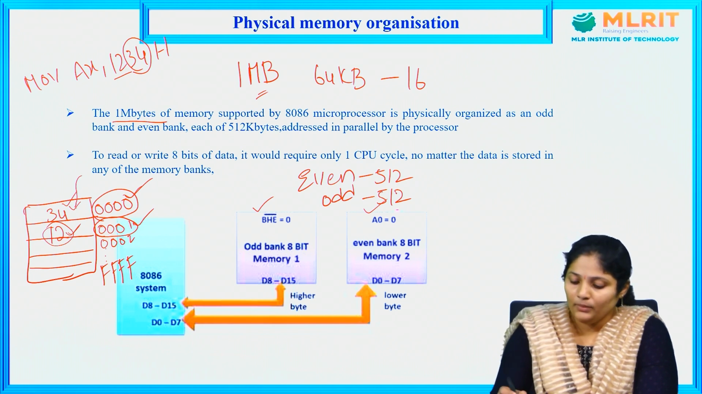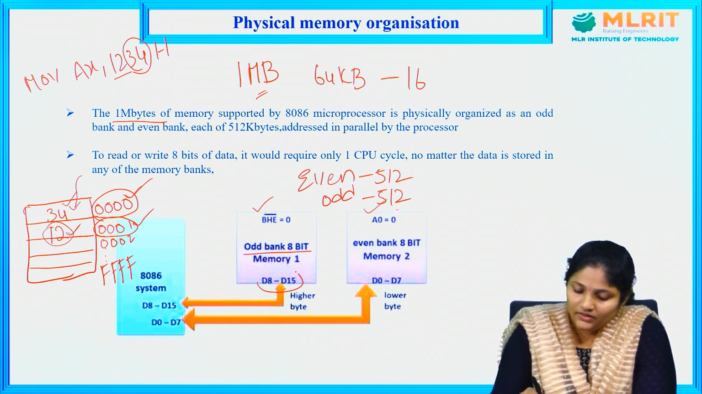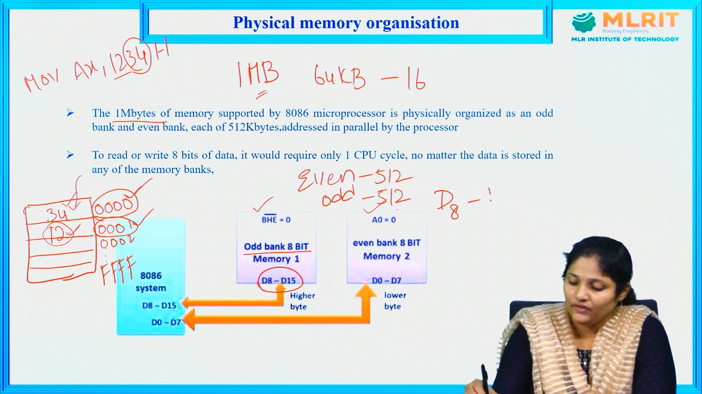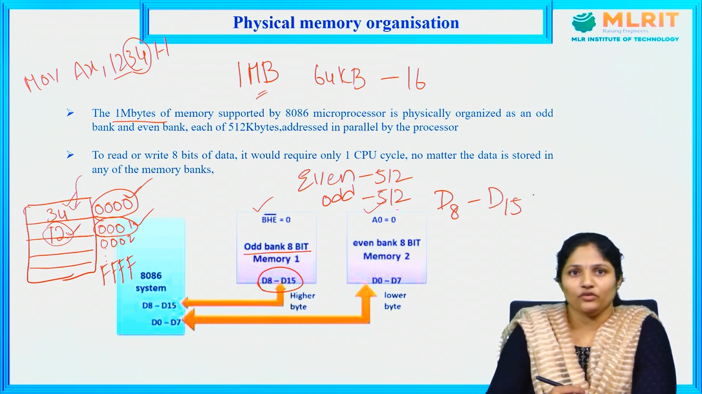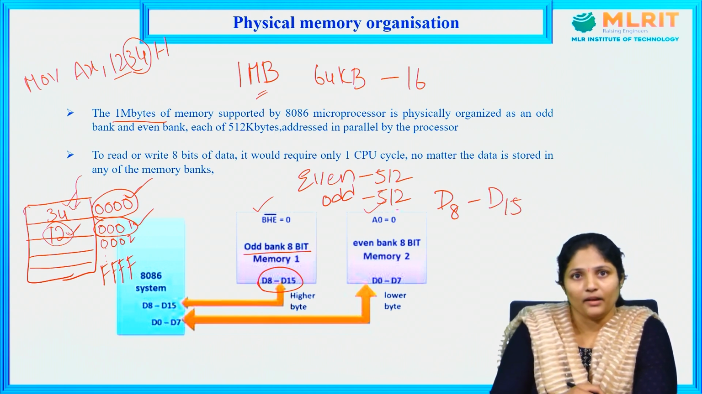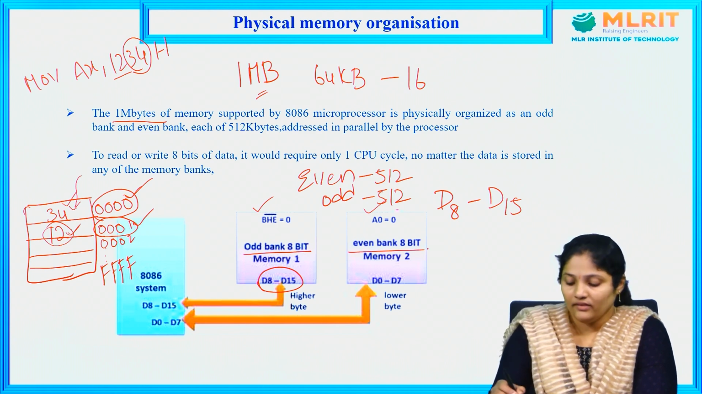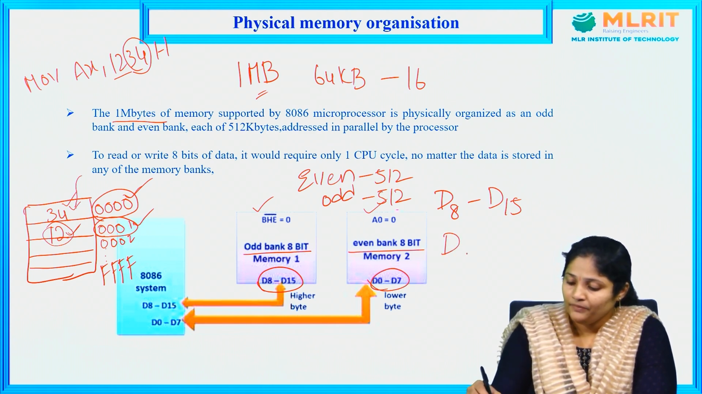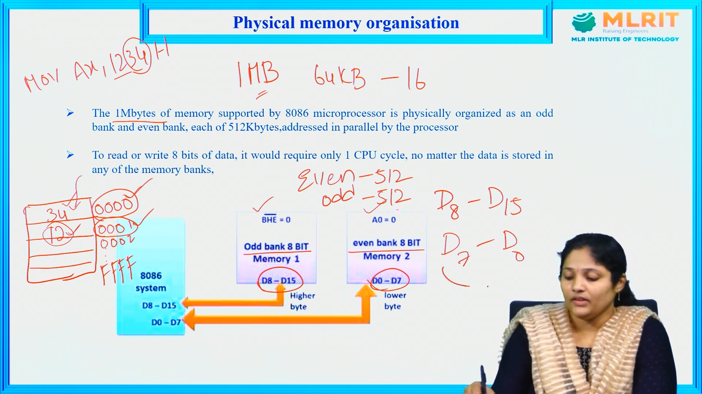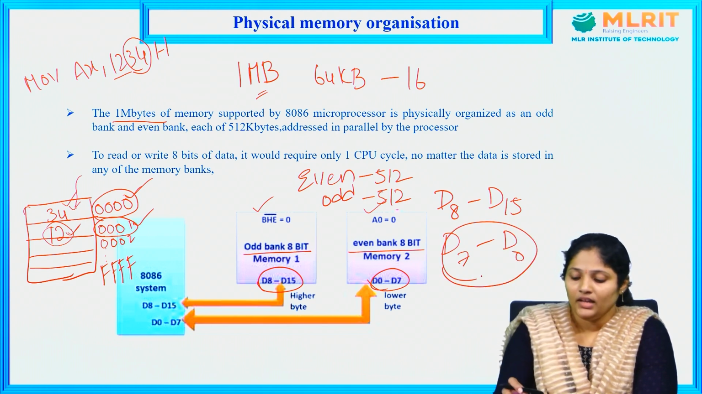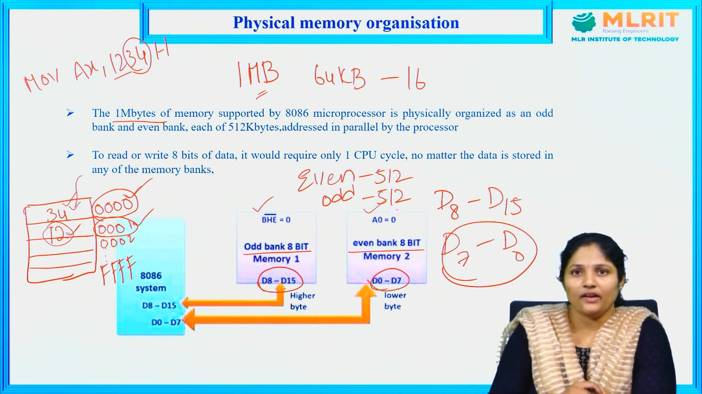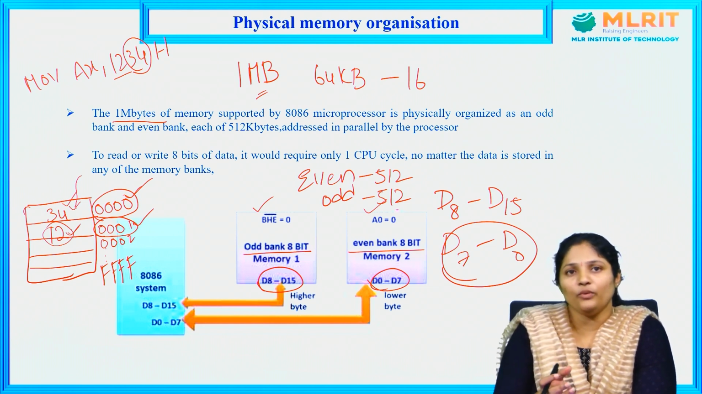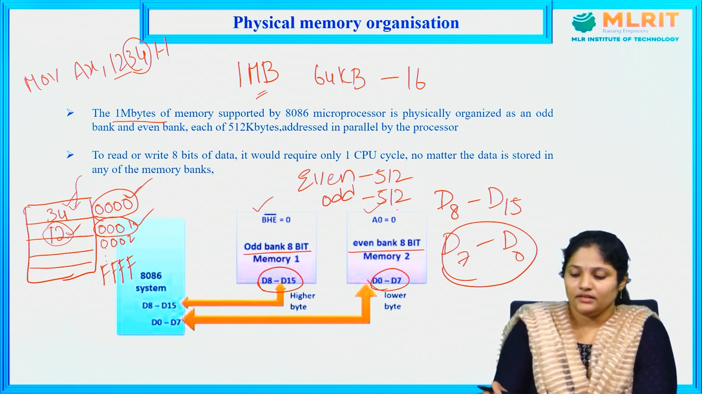The odd bank specifies the data transfer within the D8 to D15 data lines. The higher byte of data will be transferred using the odd memory bank, and the lower data, D0 to D7, will be passed using the even memory bank. So each has 8 bits. When the odd bank is selected and when the even bank is selected, how can the processor access the odd bank or even bank? There is one table.